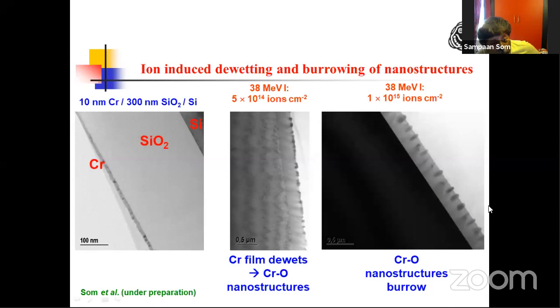So that's the reason they can continuously get hammered and get pushed within the layer. So you can imagine the power of ion beams. It was a continuous layer first. After a certain threshold fluence, this continuous film gets dewetted, breaks into small nanostructured islands.